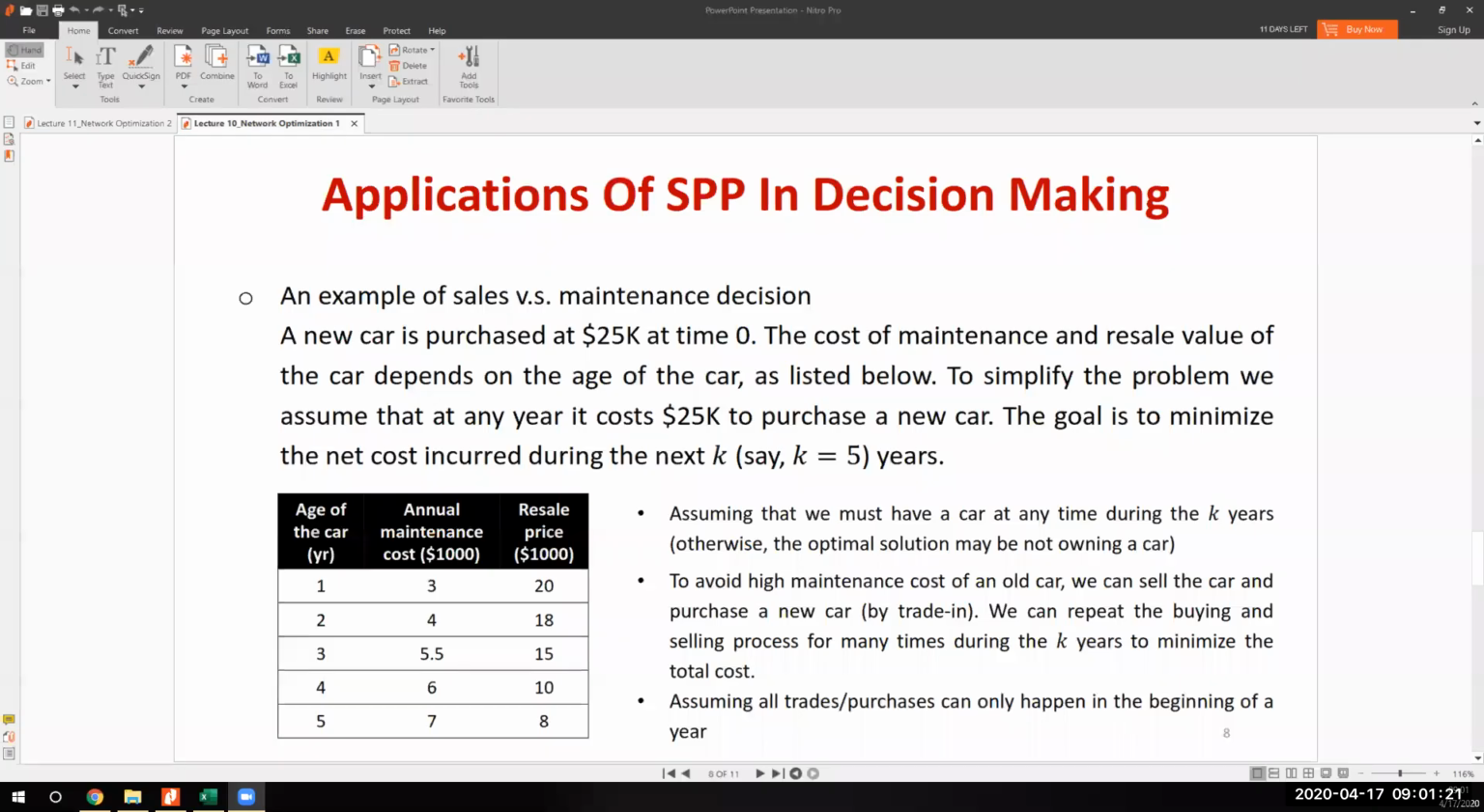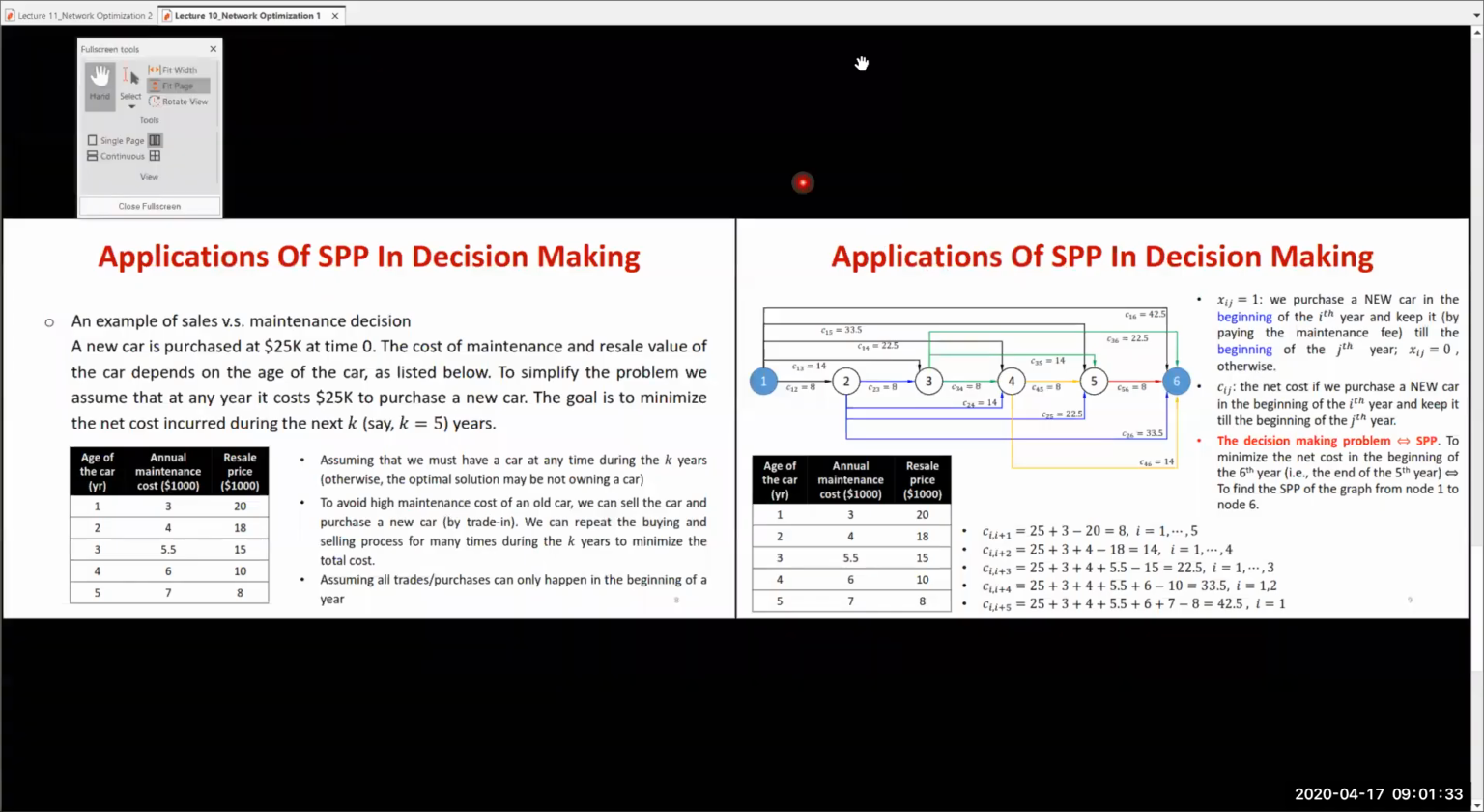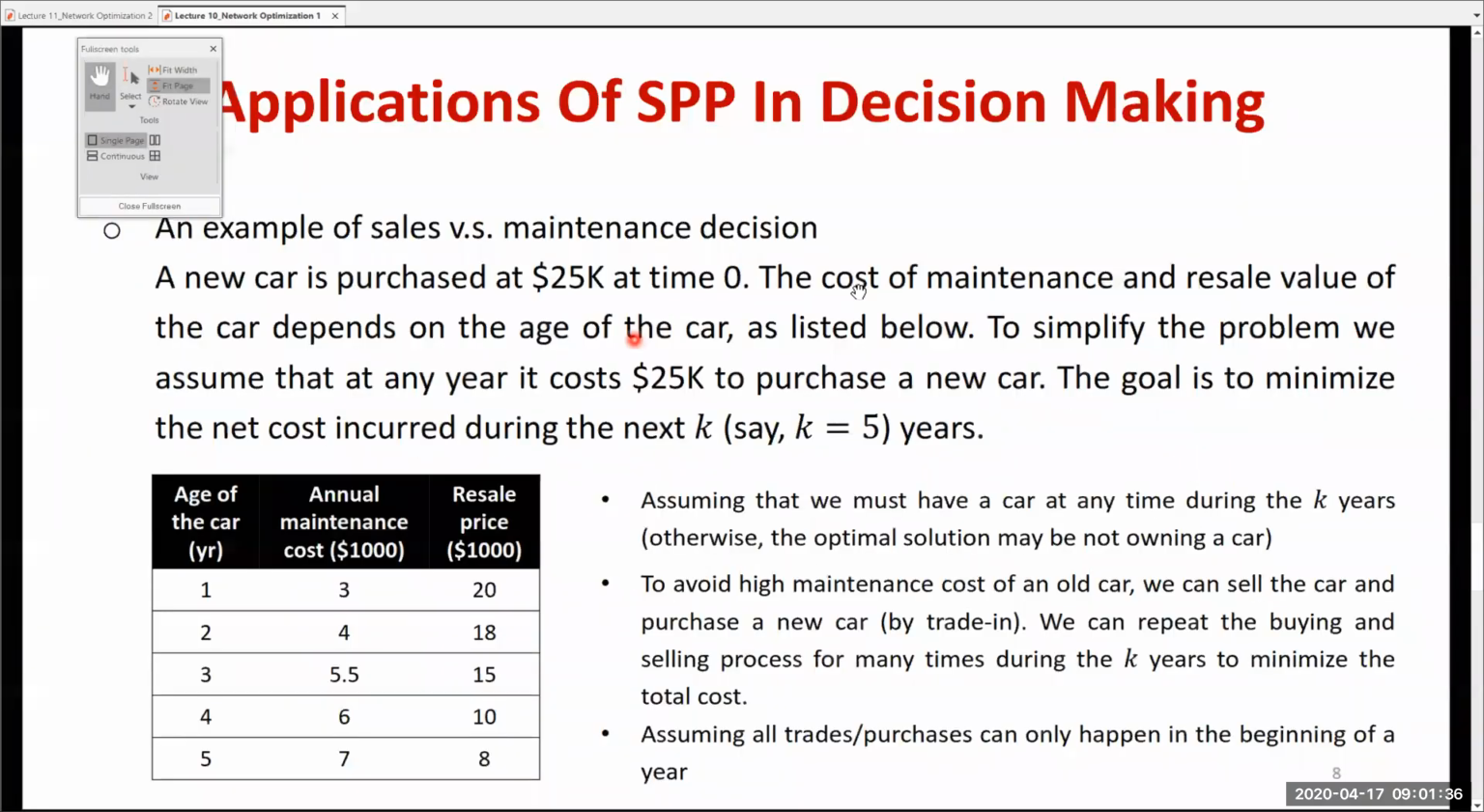Let me first stop my video and share the screen. Okay, and let me see, annotate here. Can I single page? Yes.